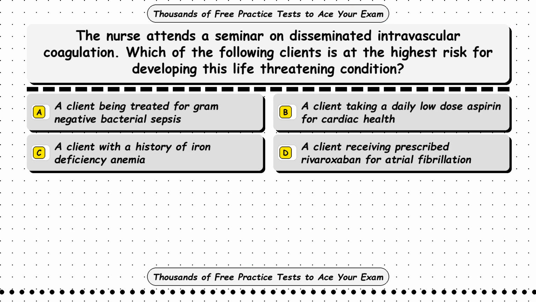Question 130. The nurse attends a seminar on disseminated intravascular coagulation. Which of the following clients is at the highest risk for developing this life-threatening condition? Option A. A client being treated for gram-negative bacterial sepsis. Option B. A client taking a daily low-dose aspirin for cardiac health. Option C. A client with a history of iron deficiency anemia. Option D. A client receiving prescribed rivaroxaban for atrial fibrillation.